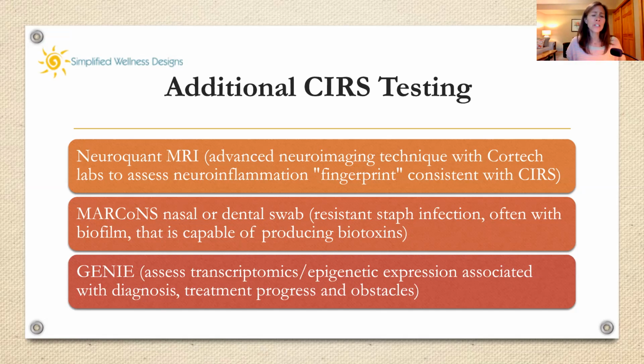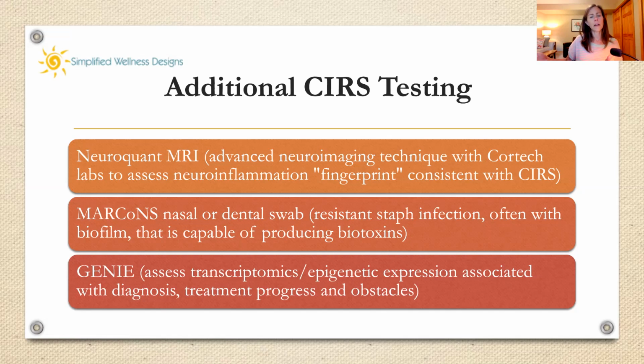Genie stands for Gene Expression Nanostring Information Explained. And it is using transcriptomics, which is another word for epigenetic expression or gene expression, that can help with diagnosis. It can help with a targeted and personalized treatment. And then it can help identify obstacles along the way.